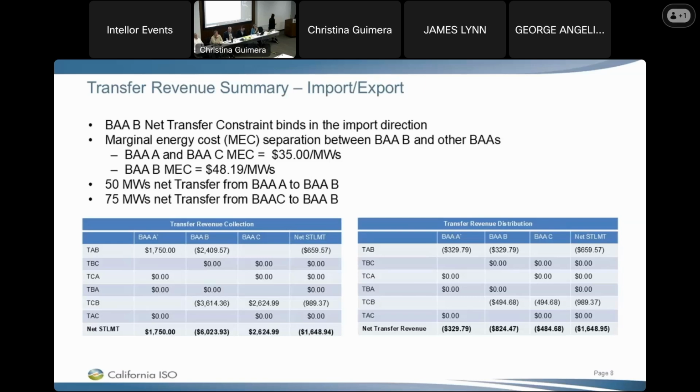And I just want to add, the reason why I wanted to talk about this separately is we've done a separation of the congestion revenue and the transfer revenue. And so I wanted to make sure there wasn't an association being built about them. So they are handled separately.